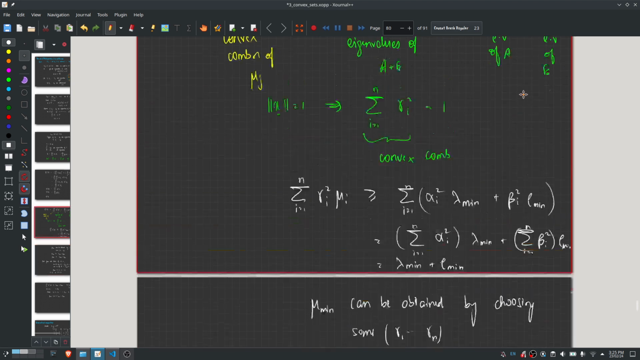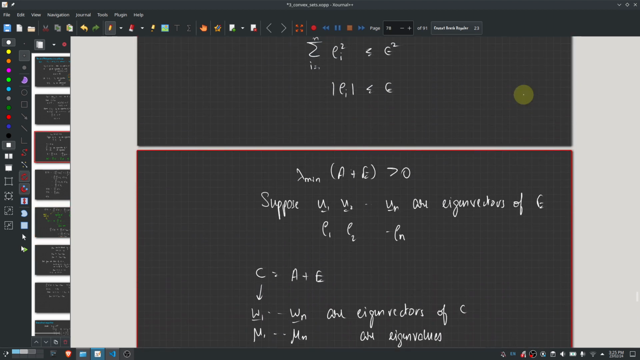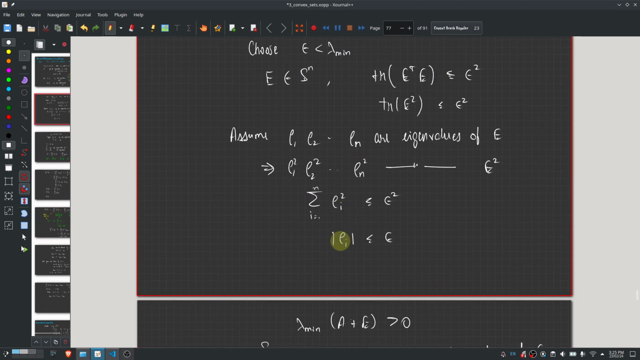So we've proved that for all i, the absolute value of rho i is less than or equal to epsilon, right? Because we showed that summation rho i square is less than or equal to epsilon square, correct? So each rho i square should be less than or equal to epsilon square, or the absolute value of rho i should be less than or equal to epsilon, which means that rho i can be at most epsilon and has to be at least minus epsilon. That's it. Any other questions?